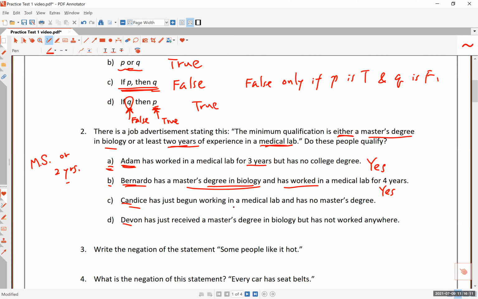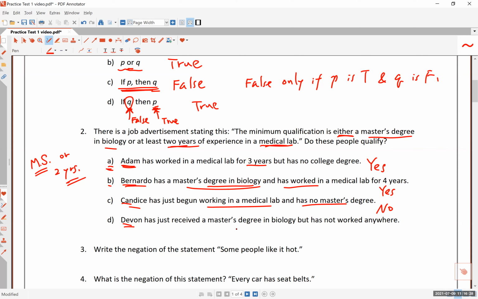Candace has just begun working in medical lab, so it's not more than 2 years, or not at least 2 years, and she has no master's degree, right? So she does not satisfy the minimum qualification because she doesn't have this and she doesn't have that.